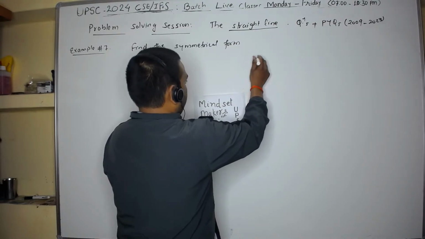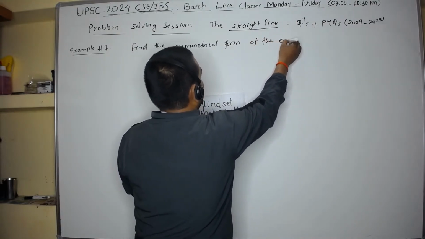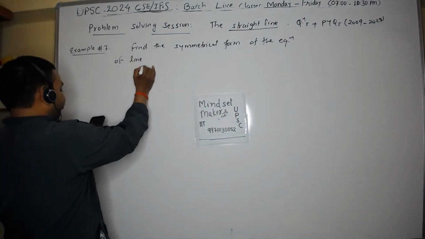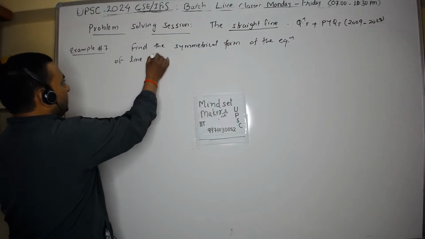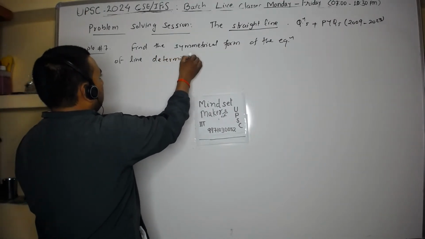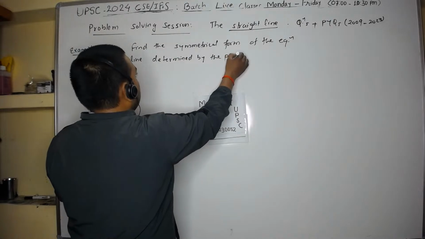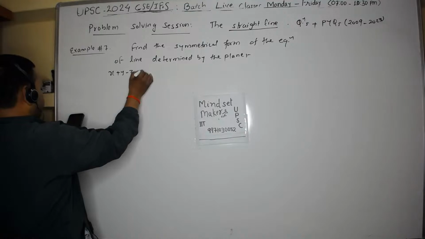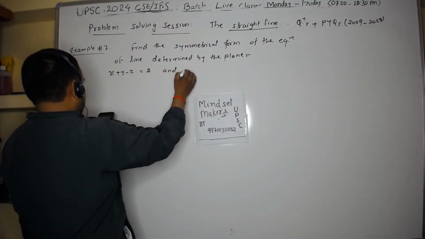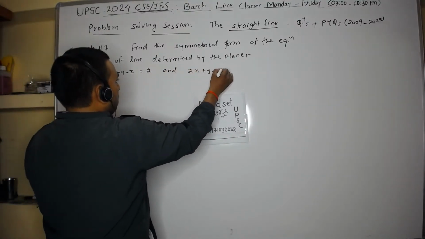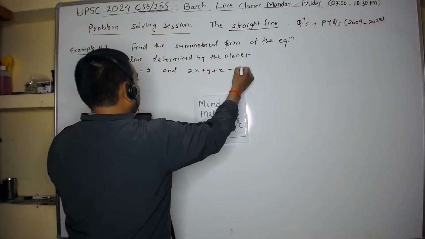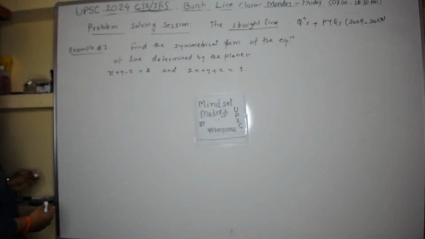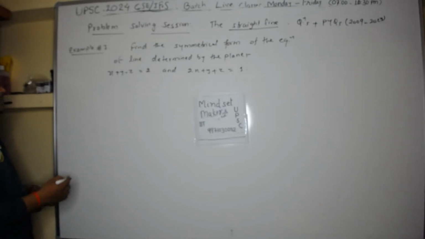Find the symmetrical form of the equation of line determined by the planes x plus y minus z equals to 2 and 2x plus y plus z equals to 1. So this is the problem with us. Try please.